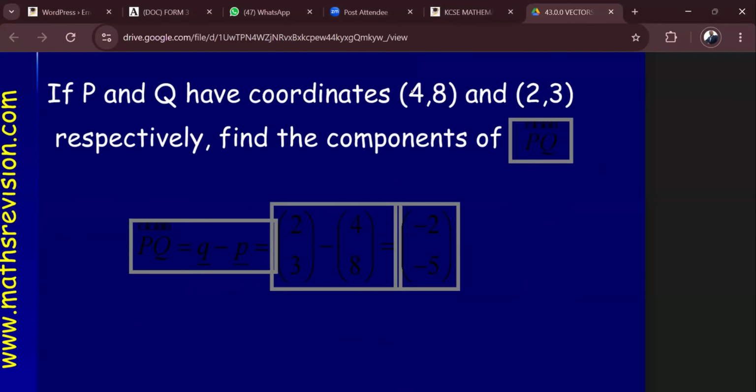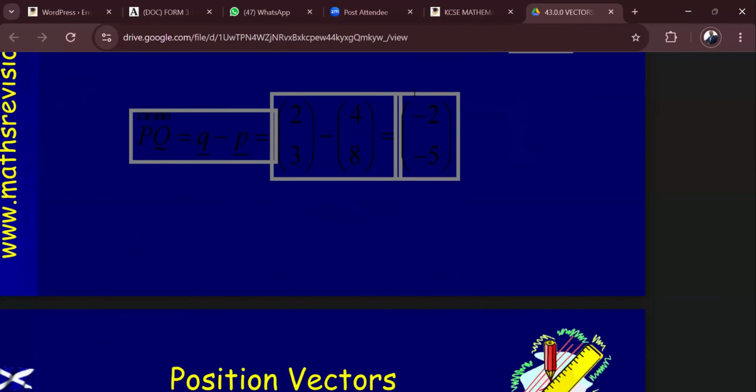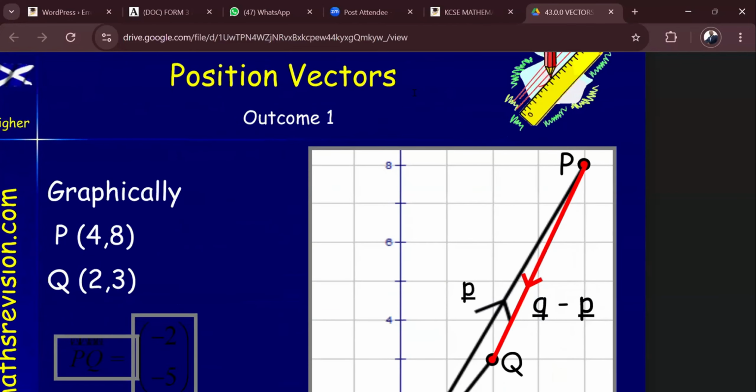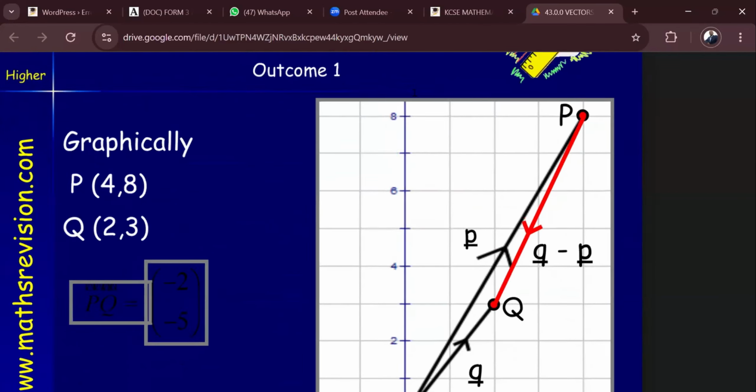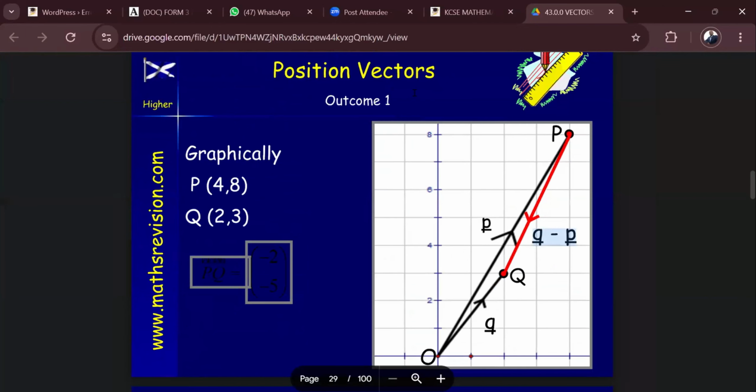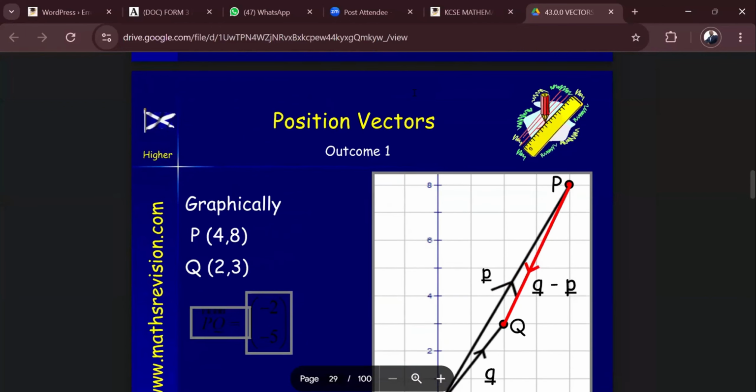You see, the components of PQ will be Q minus P, which is (2, 3) minus (4, 8). For the components of vector PQ, you start with the second point Q and go to the first, so it will be Q minus P, which gives -2 and -5. Very good. You got correct answers. Thank you for participating.